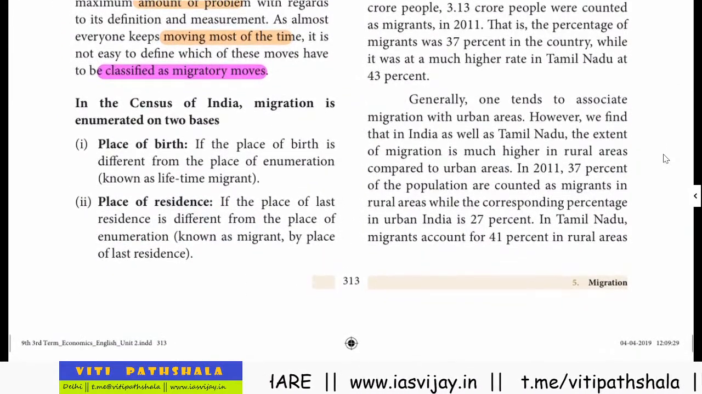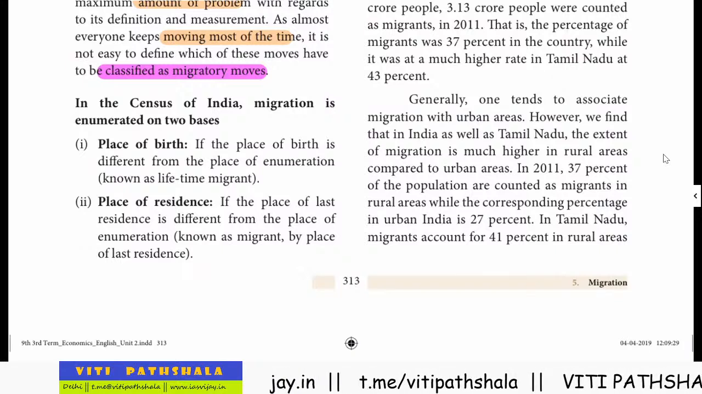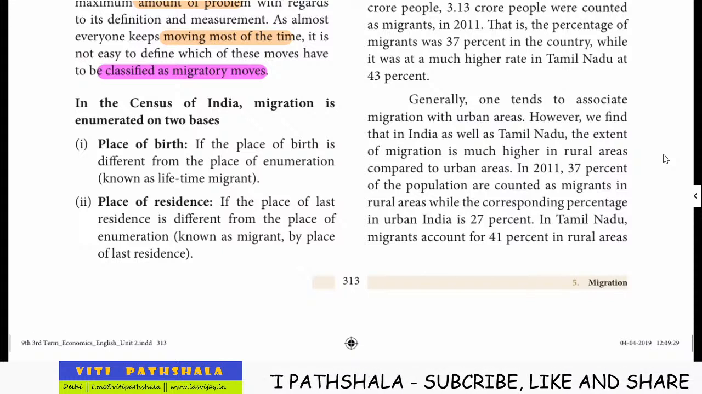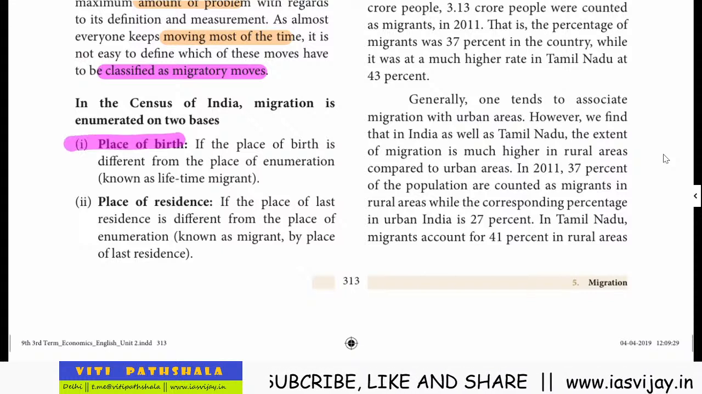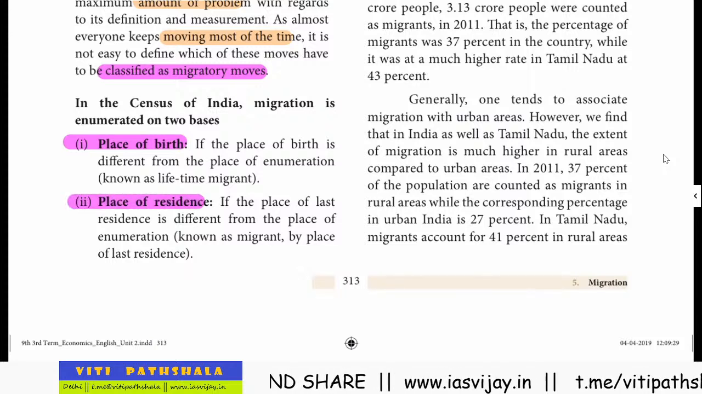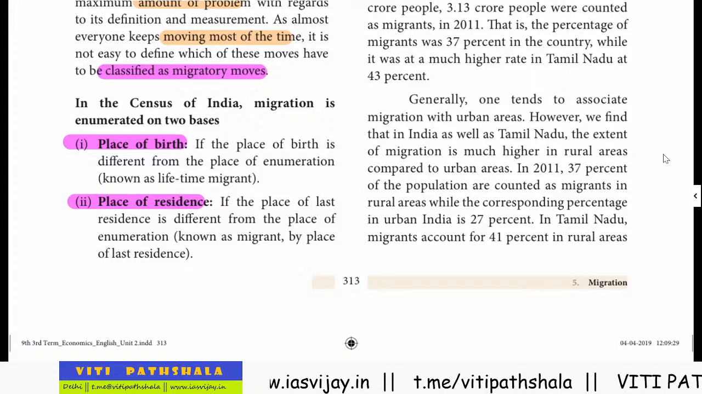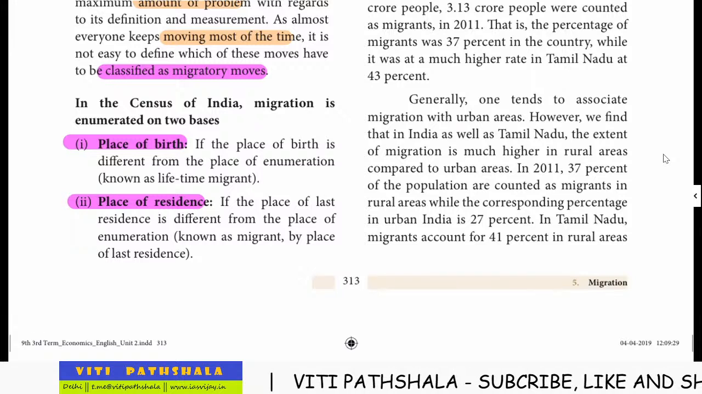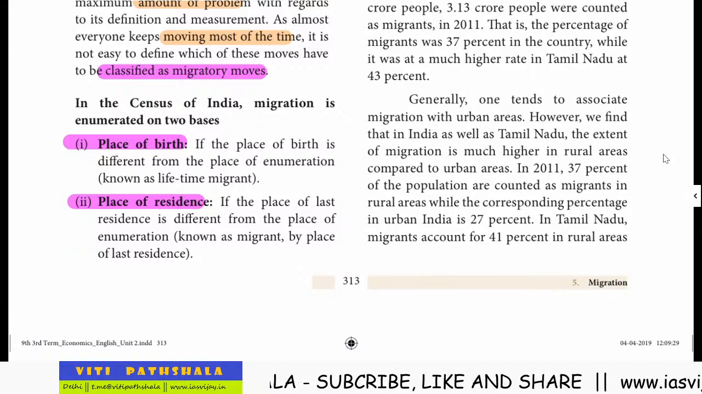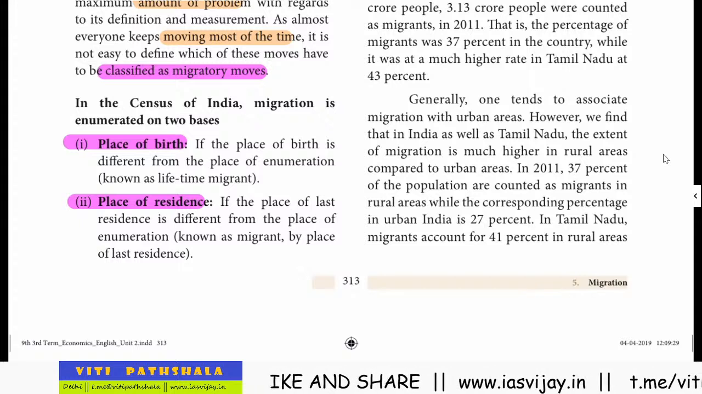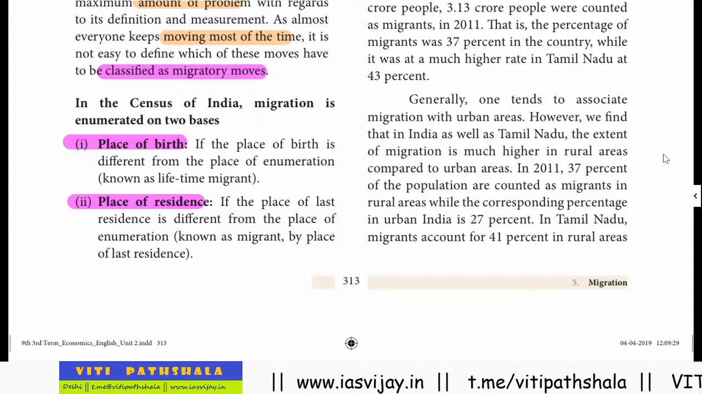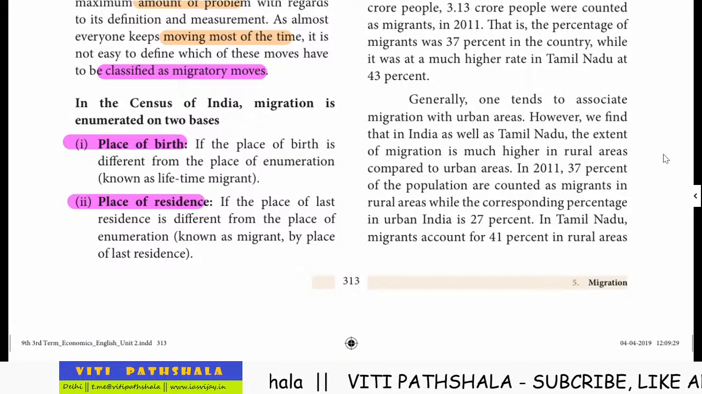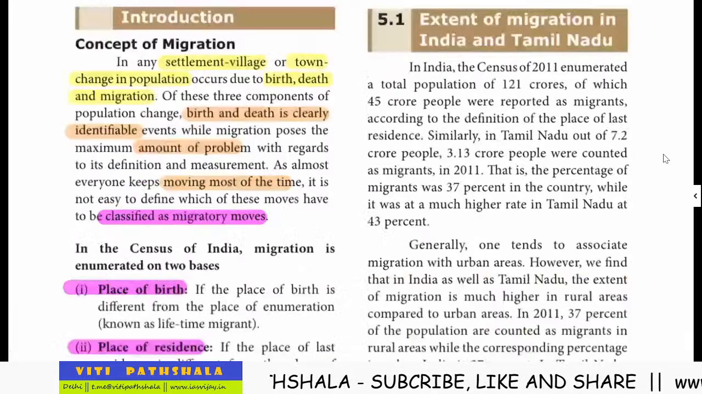Now, in the census of India, migration is enumerated on two bases. One is the place of birth, the other is the place of residence. If the place of birth is different from the place of enumeration, that is known as a lifetime migrant. Second comes the place of residence. If the place of last residence is different from the place of enumeration, it is known as a migrant by place of last residence.